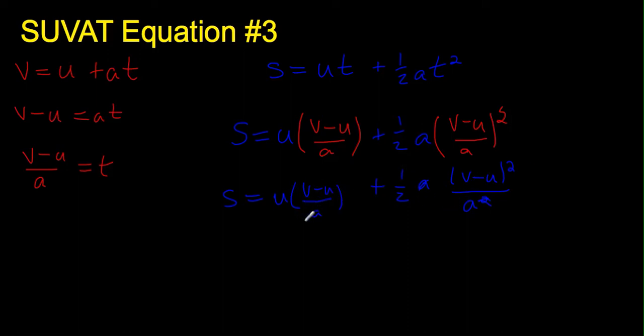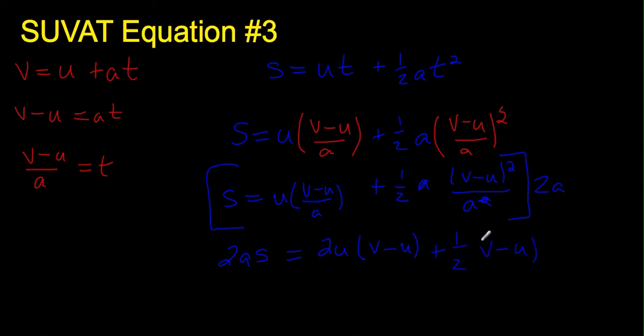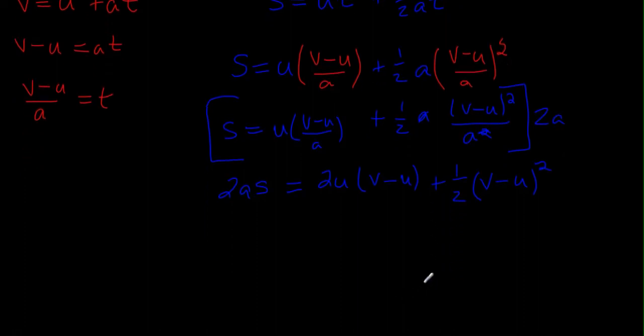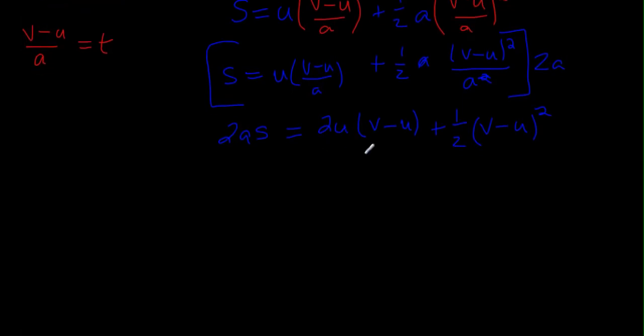We want to clear fractions if we can. So we're going to multiply the whole thing times 2A. So that gives us 2 times A times S is equal to 2U, this A canceled off, that A, times V minus U plus 1/2 V minus U in parentheses squared. It still stays pretty simple. Now we've got to work to clear and combine like terms.